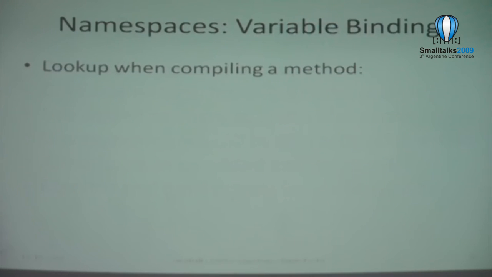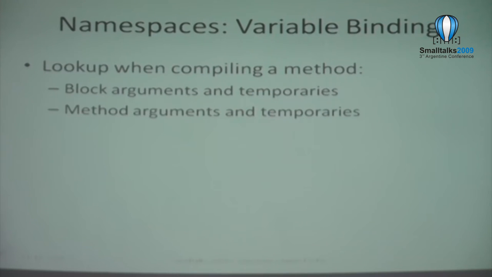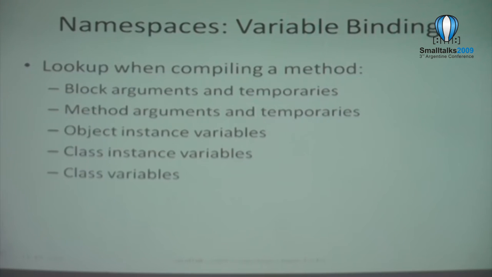Monitoring, tuning for performance. Now, namespaces. One of the interesting discussions in the Smalltalk community is namespaces. And how do you identify names when you're compiling? Well, there's a number of rules for that. And in traditional Smalltalk and GemStone: block arguments and temps, method arguments and temps, object instance variables, class instance variables, class variables, pool dictionaries, and then finally globals.